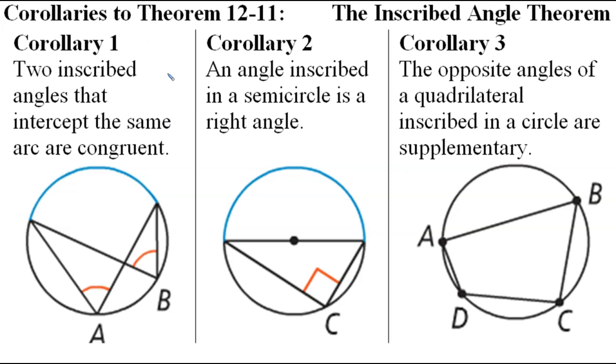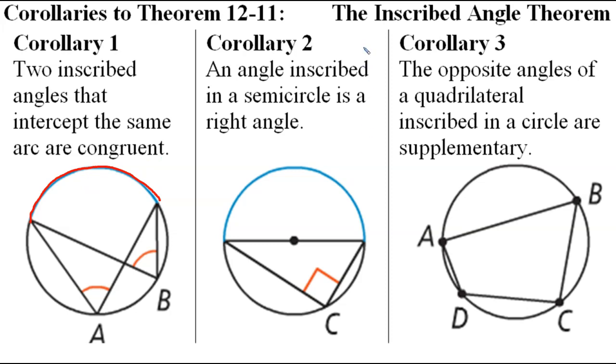Corollary 1: two inscribed angles that intercept the same arc are congruent. So here I know that angles A and B are congruent to each other because they both intercept the same arc. And the reason that is true is they are both half of that arc. So if they're both half of the same arc, they have to be equal in measure.